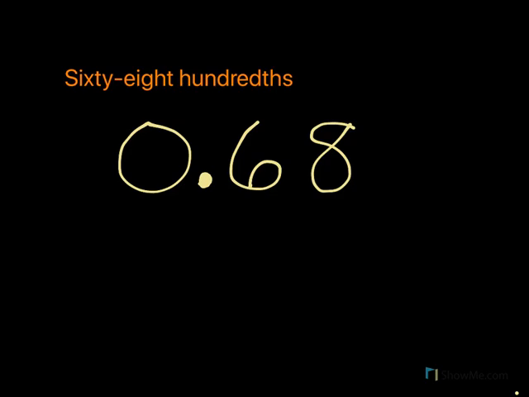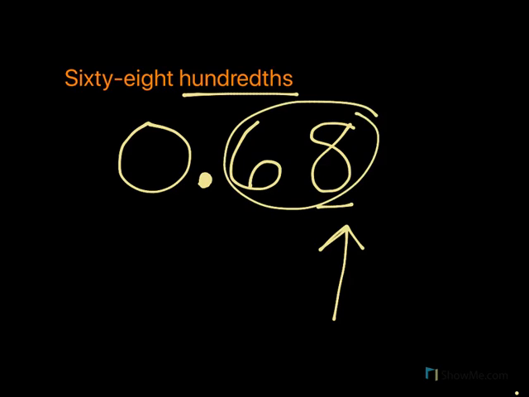Remember, when you write a decimal, you always name the last place value. In this example, our last place value is the hundredths. What we do not say is 6/10 and 8 hundredths. We read it as a number and just name the last place value. Let's look at another one.